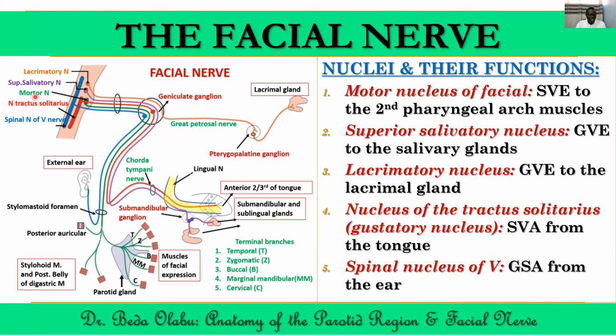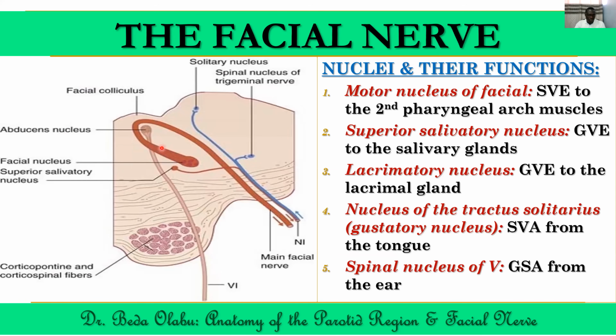Then there is the motor nucleus of 7 or facial. That one is the one that targets muscles of facial expression. We can also see the nucleus tractus solitarius. The upper part of it is what we call the gustatory nucleus. And this is the one coming from the anterior 2/3 of the tongue, as you can see there. And lastly, we have the spinal nucleus of trigeminal, and especially this lower part of it. So the fibers that terminate there come from the ear. It's an afferent nucleus.